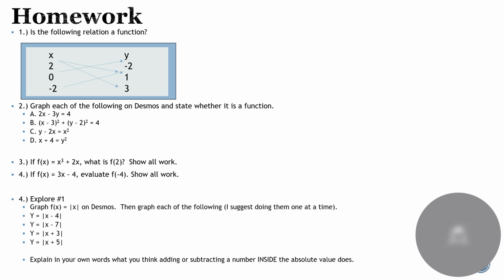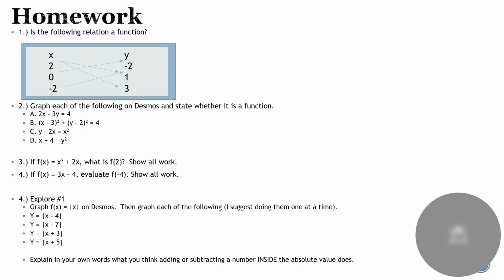But it's an explore. So I want you to graph f of x equals the absolute value of x on Desmos, and then graph each of the following. And I suggest doing them one at a time because if you put all of them on there, it's going to be a very confusing, cluttered graph. So look at the first one, y equals the absolute value of x minus 4, and make a little note like what happened when you did that. And as a hint, the graph moved up, the graph moved down, the graph moved left, the graph moved right, and how far did it move.